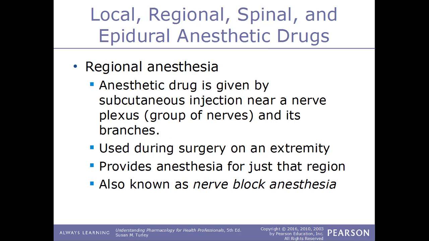For a regional anesthesia, this is an anesthetic drug that's given by a subcutaneous injection near a nerve plexus, which is a group of nerves, and its branches. Now, this is used during surgery on an extremity, and this will provide anesthesia just for that region. It's also known as a nerve block anesthesia.